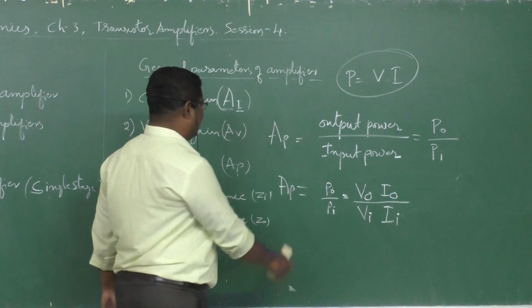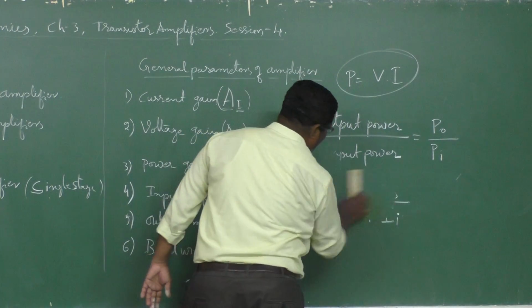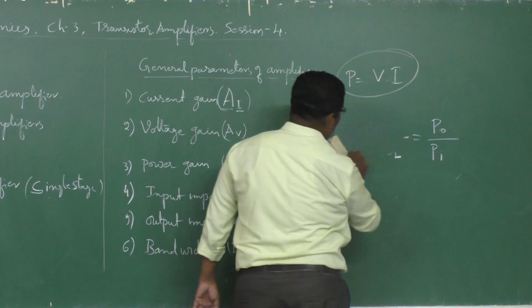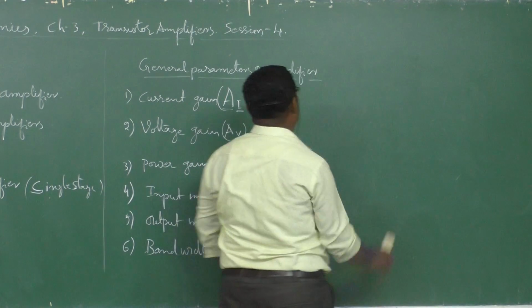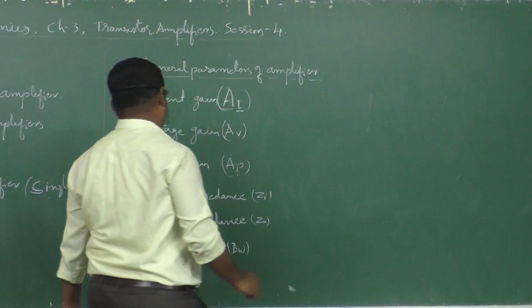So these are the fundamental and basic things: power gain, voltage gain, current gain. If you know current gain and voltage gain, you can easily calculate the power by using this relation, P is equal to V into I.